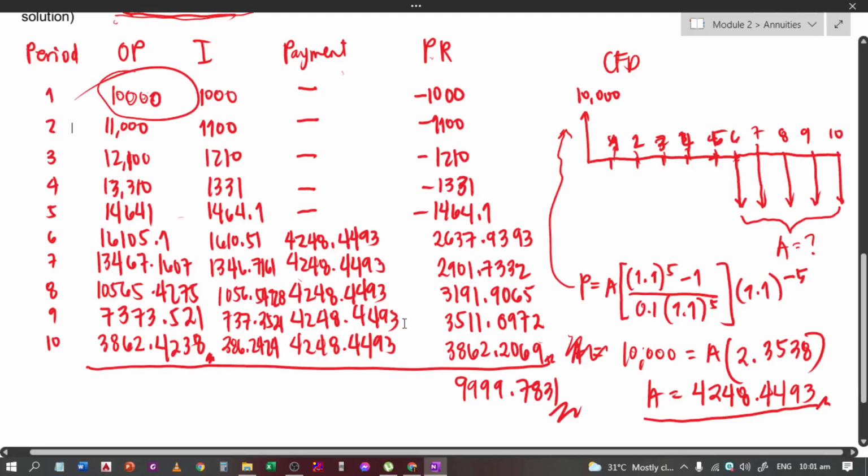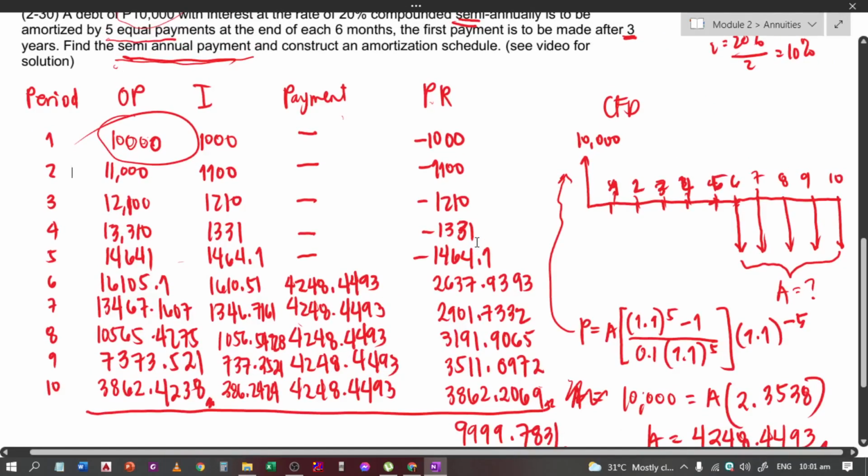So, nagets ba? So, simple lang siya. Ganyan lang. So, add, subtract lang. Ang pinakagagawin nyo lang talaga dyan ay kuhanan yung annuity.